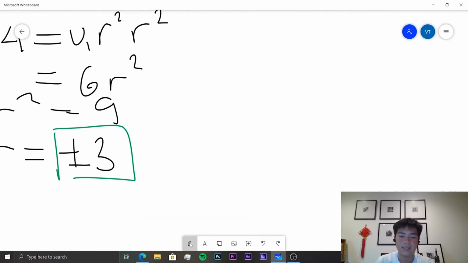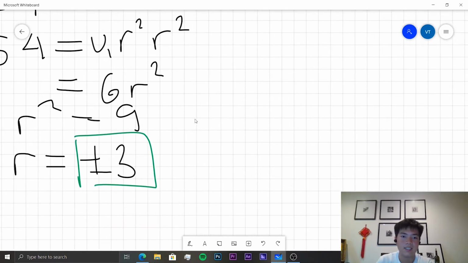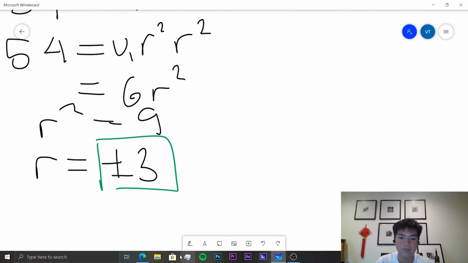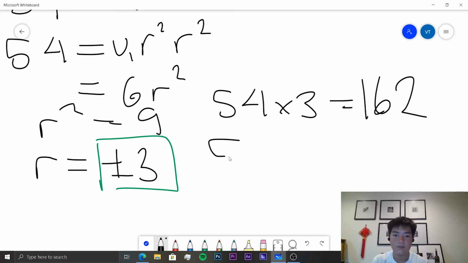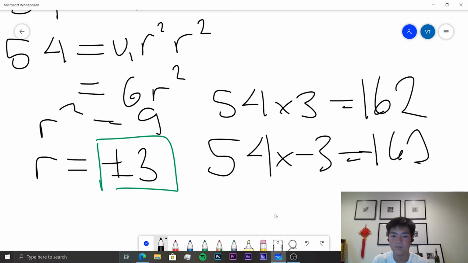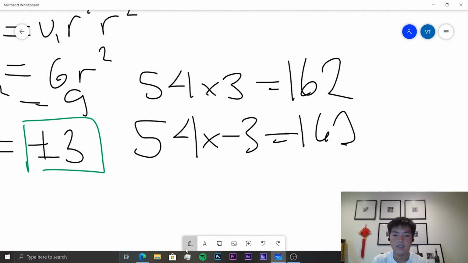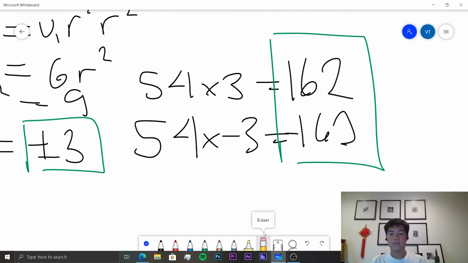Now they want us to get the 6th term of each one. First we could find the first term, but actually, we can just straight up multiply the 5th term, 54. So the 6th term for the first case is 54 times 3, which is equal to 162. And in the other case, 54 times negative 3 is obviously equal to negative 162. So these will be the two answers for the two sequences.